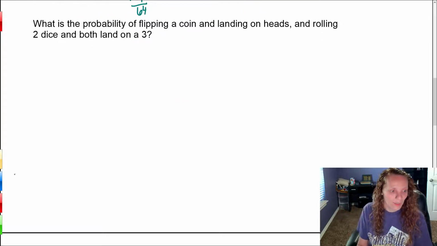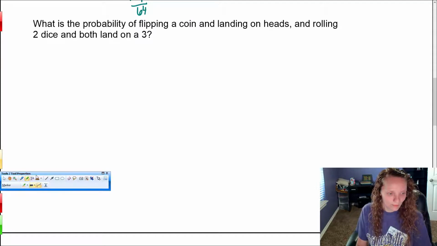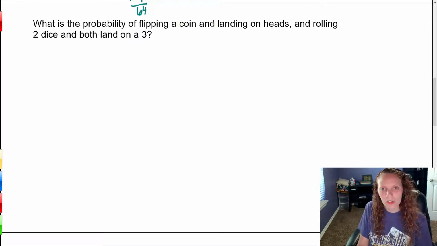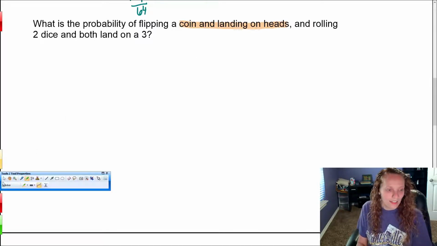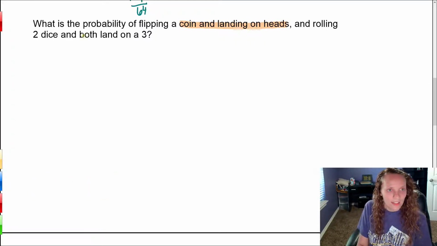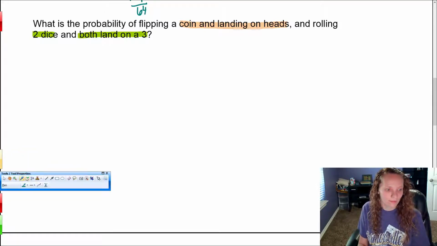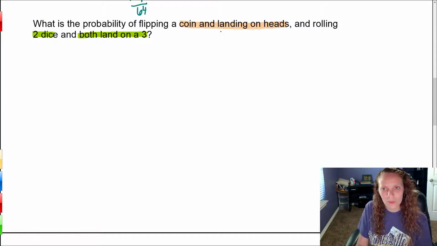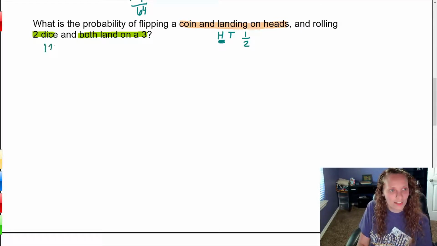Alright, let's look at the last one. What is the probability of flipping a coin and landing on heads at the same time as rolling 2 dice and both are landing on a 3? So for the coin, remember there's heads and there's tails. Well, only one of those sides is heads, so that's a 1 out of 2 chance that we would land on heads. Now for the dice, there's 2 dice.